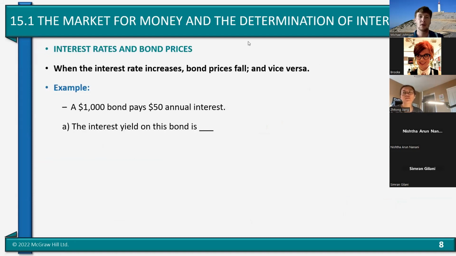So here, interest rates and bond prices. When the interest rate increases, bond prices fall and vice versa. So if there's a $1,000 bond here and it pays $50 of annual interest, what is the interest rate on the bond?